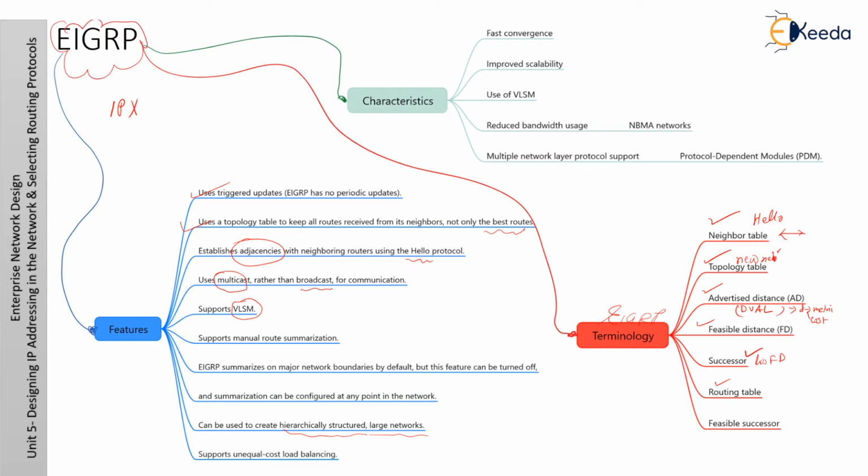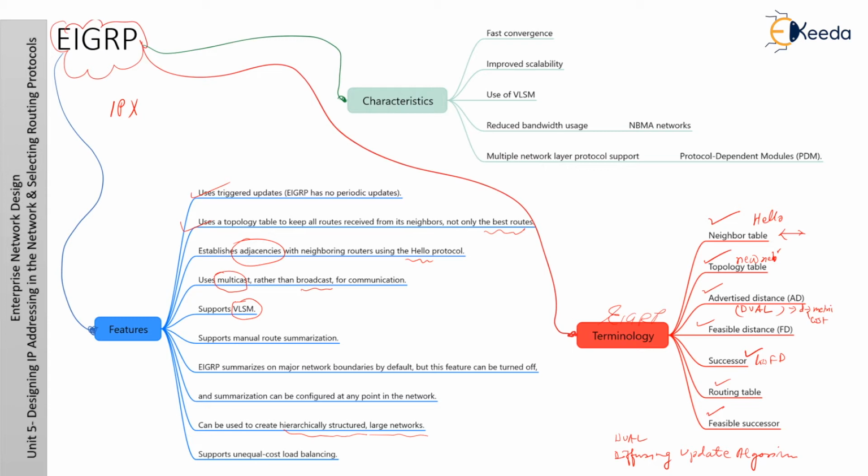Then come to feasible successor. Along with keeping the least cost path, DUAL, what is DUAL? This is the Diffusing Update Algorithm. So DUAL is Diffusing Update Algorithm. So now come to feasible successor.